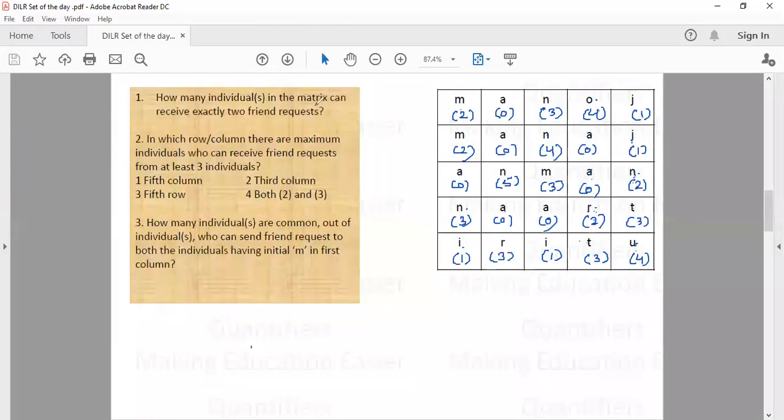The first one says how many individuals in the matrix can receive exactly two friend requests. So exactly two friend requests can be received by this M, this M, this R, and this N, right? So there are four people who can receive requests from only two people, that is, who can get only two friend requests. There are four people in total.